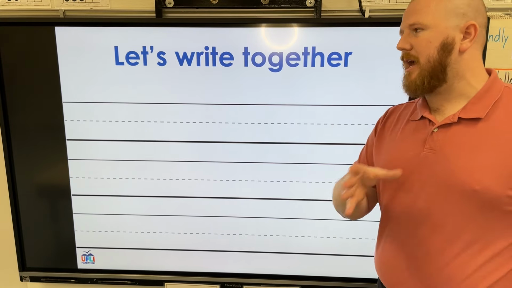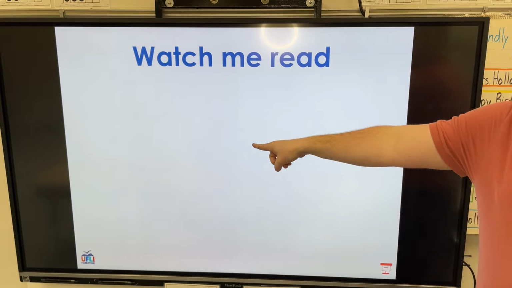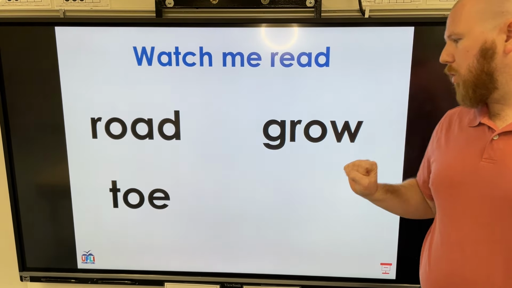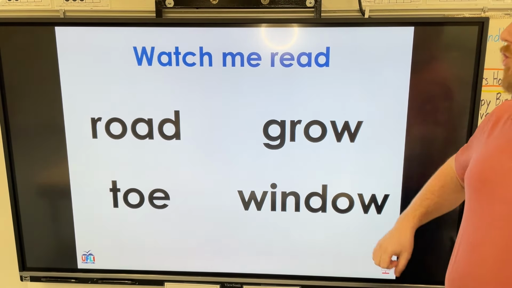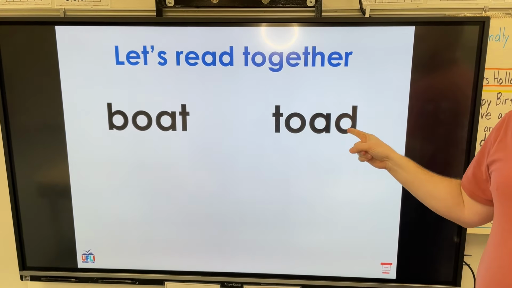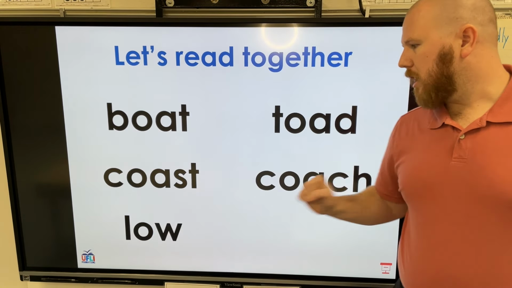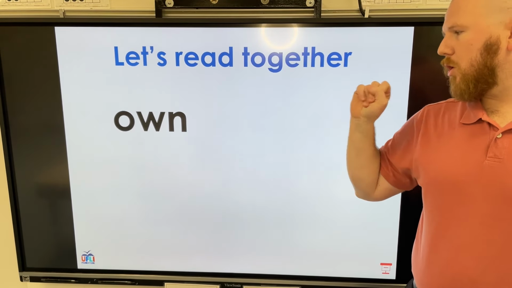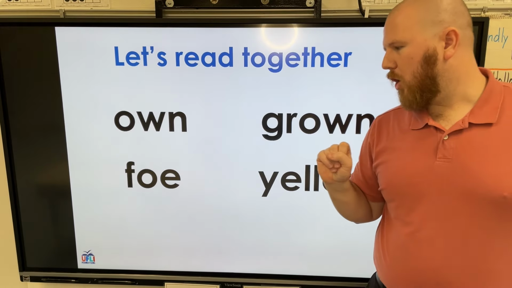So let's take a look. If you want to write some, you can. We're going to go into the reading part. So I'm going to read these couple ones. So let's go. Road, grow, toe, window. They put a two-syllable word in the window. Cool. Now I need everyone to read with me. Boat, toad, coast, coach, low, show, own, grown, foe, yellow. Ooh, another one.